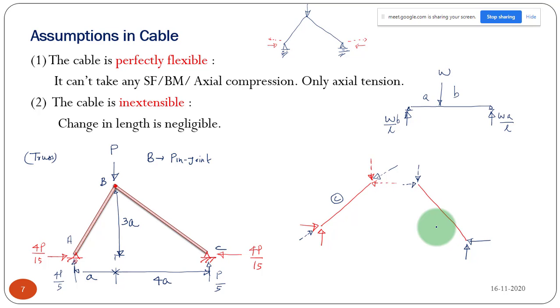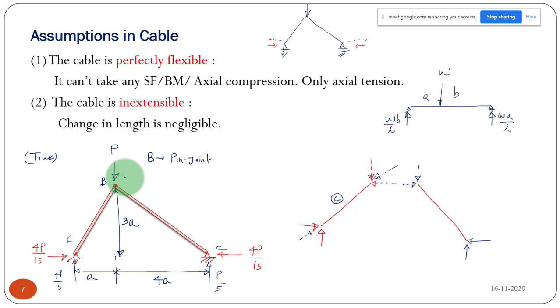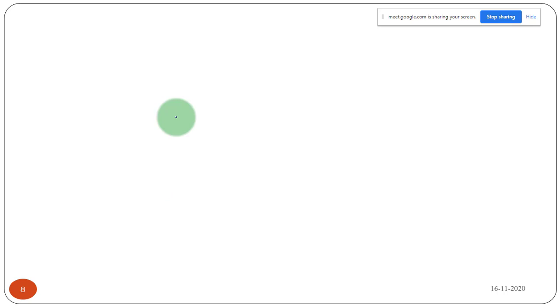Now I will take the same frame, but I'm going to make one change. I'm going to make this joint a pin joint. Sorry, a rigid joint. So I'm going to take the same frame, and I'm going to keep the same support.